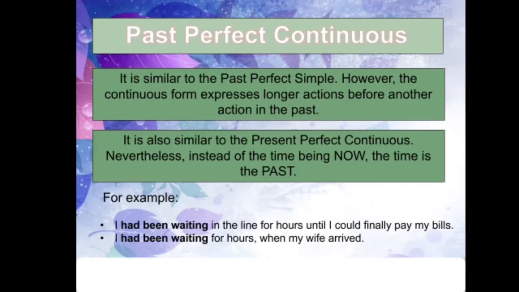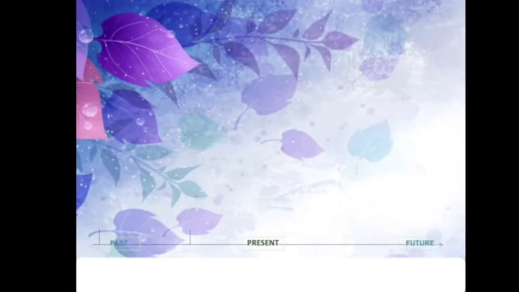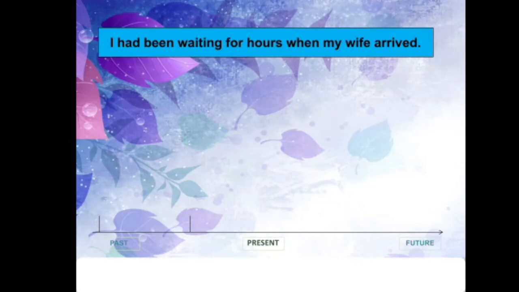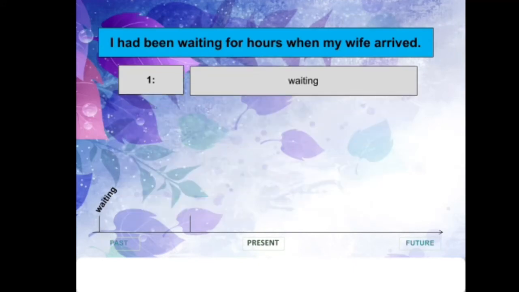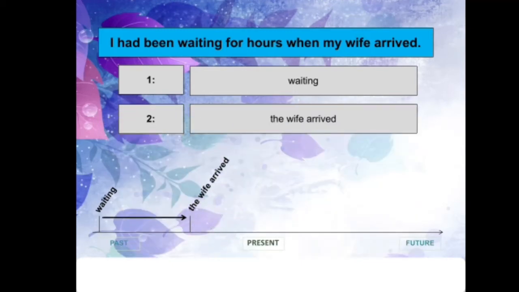Let's discuss the example on the timeline. I had been waiting for hours when my wife arrived. The first action, I was waiting. I had been waiting. And the second action is, yes, the wife arrived. So I was doing the action of waiting before the second action, wife arrived. So it also talks about something that started before another action and both are in the past. But in the continuous form of the past perfect, it takes a long time while happening.